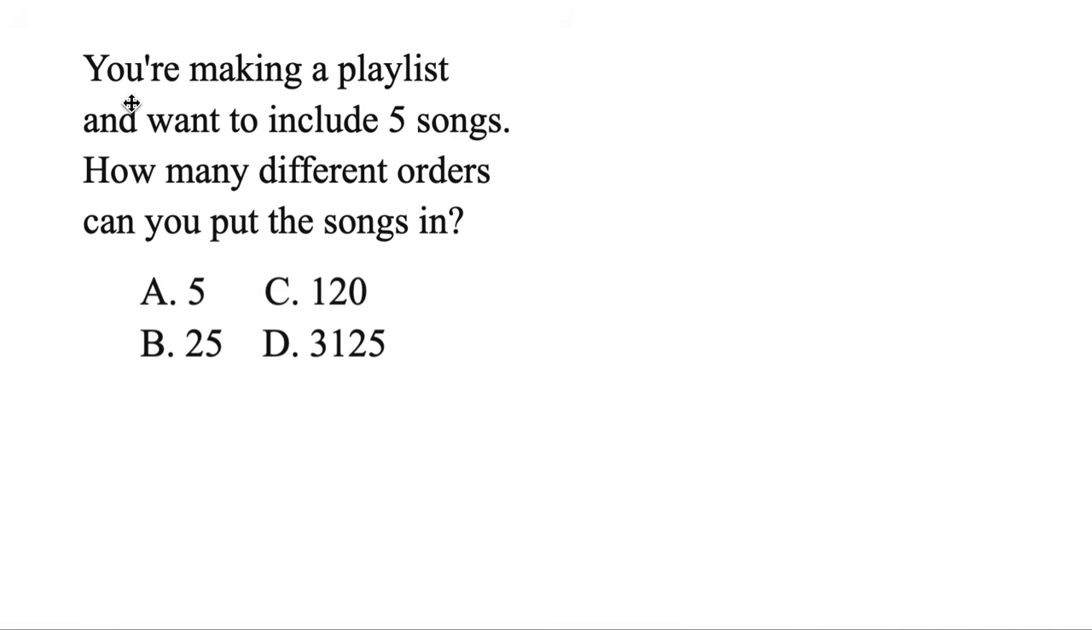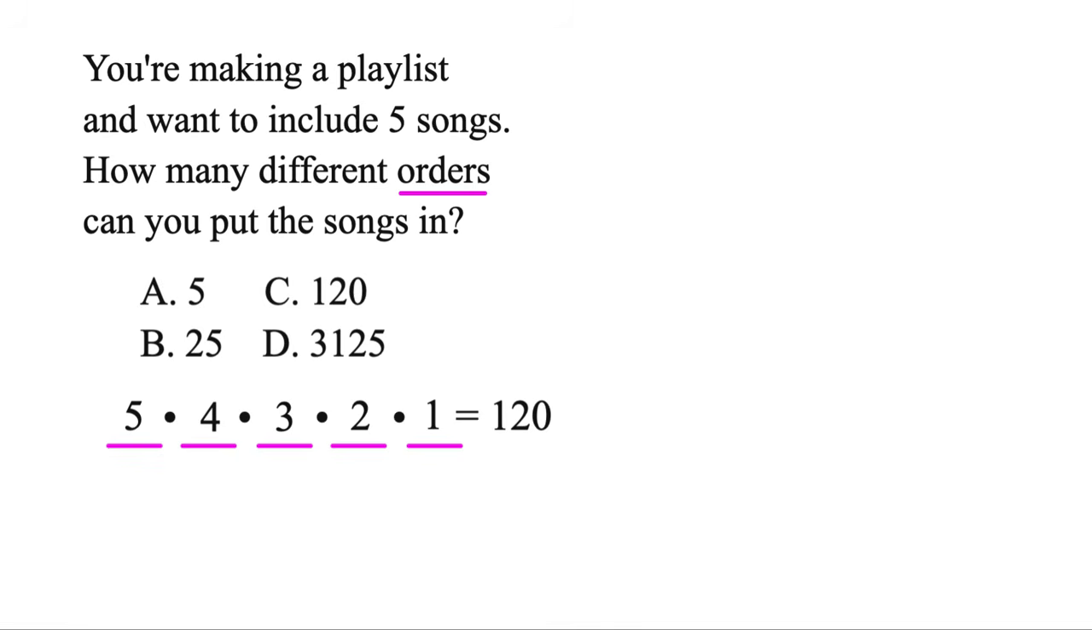Another type of question you could get: you're making a playlist, you want to include 5 songs. How many different orders can you put the songs in? The key word is order, so we'll put 5 spots for the 5 songs. How many ways could we choose that first song? Well, you could choose any of the 5, but once you choose that one, then you've only got 4 remaining from there. You choose your second song, you've only got 3 remaining from there, and so on, all the way down to 1. Once again, we're going to multiply these together, so that's going to give us 120.